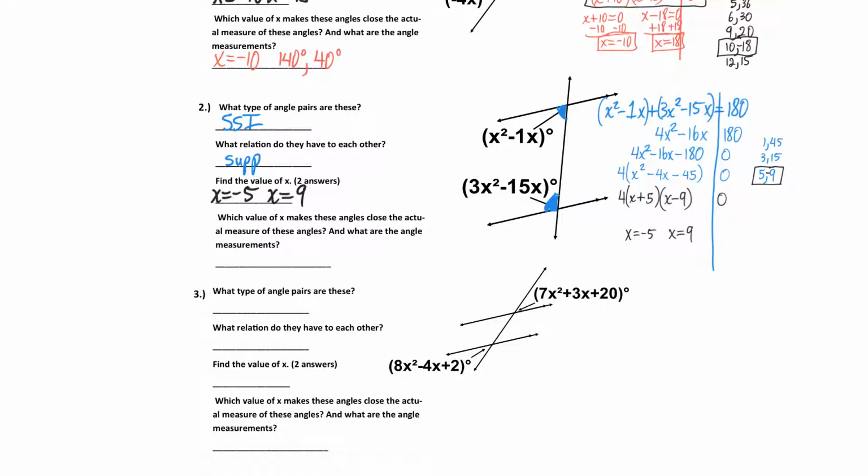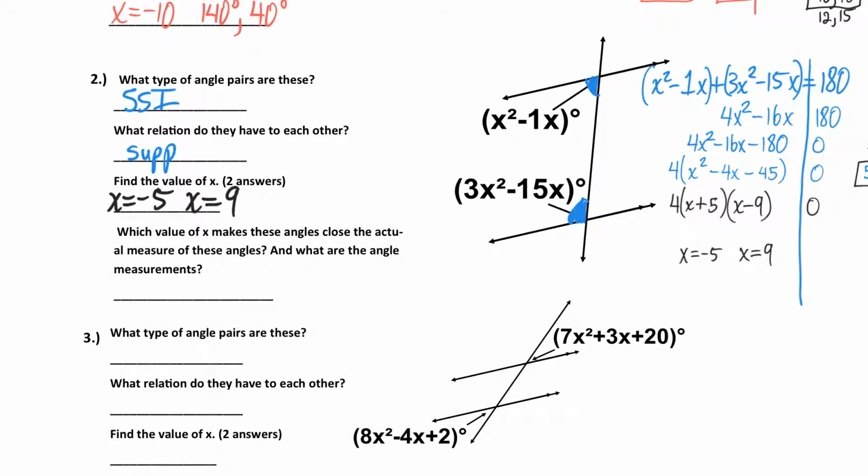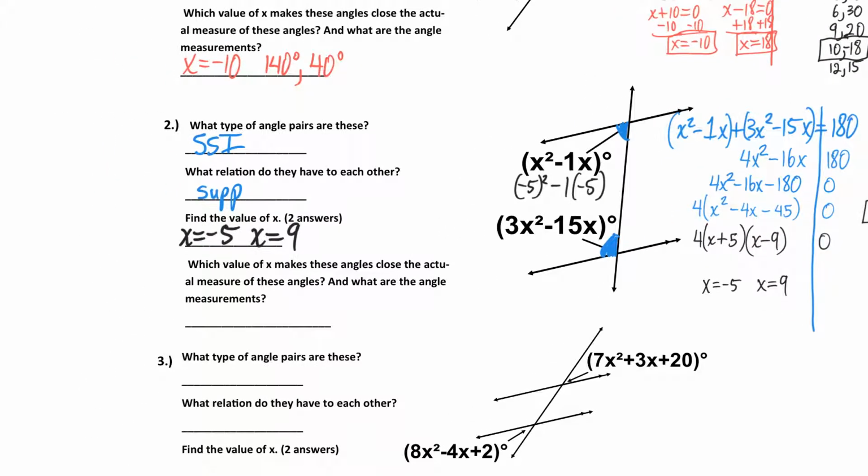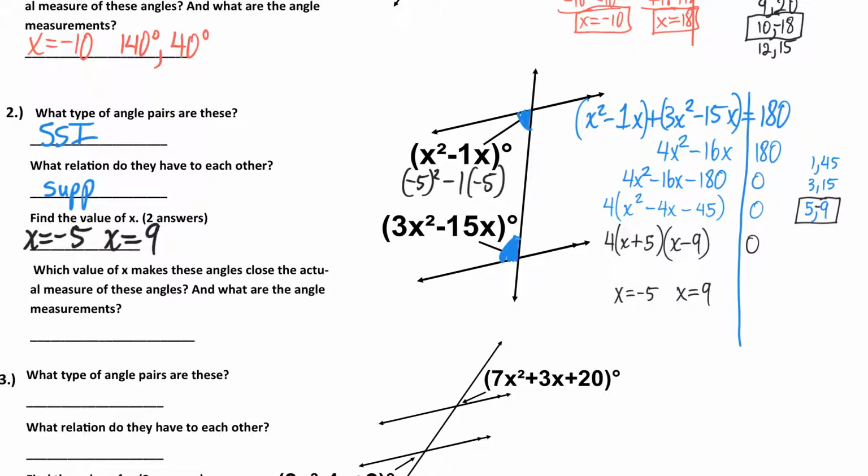Now the question is, which one of those values of x will make this angle the correct measurement of what it looks like on the paper? So let's take both of these and plug them in. Negative 5 squared minus 1 times negative 5. What is negative 5 squared? 25, and then negative 1 times negative 5 is positive 5. So what's 25 plus 5? Would be 30.